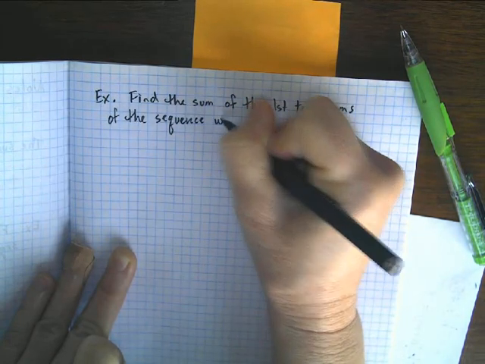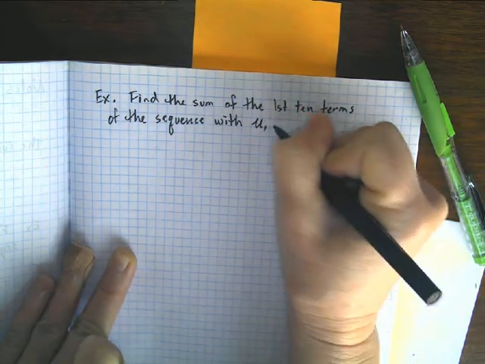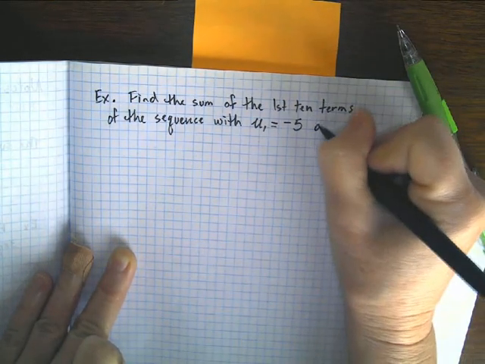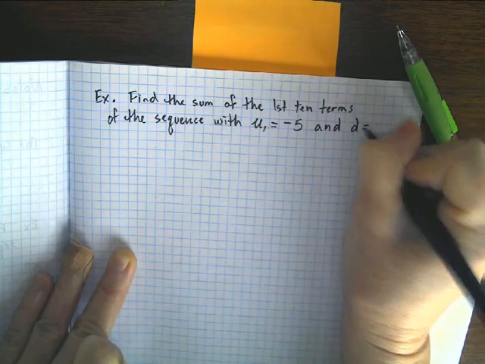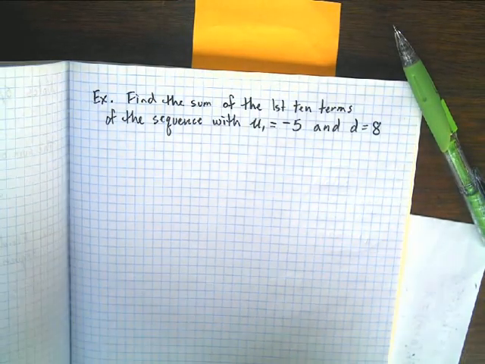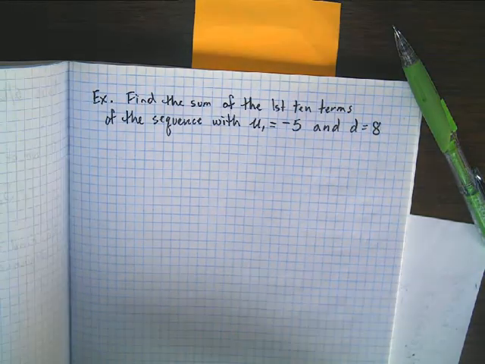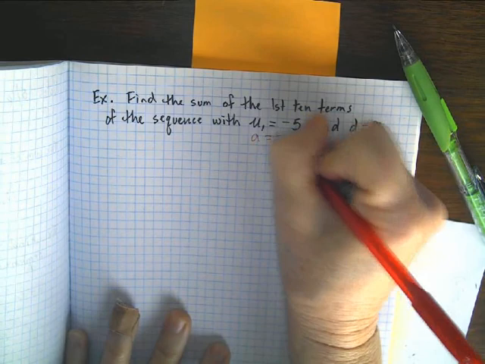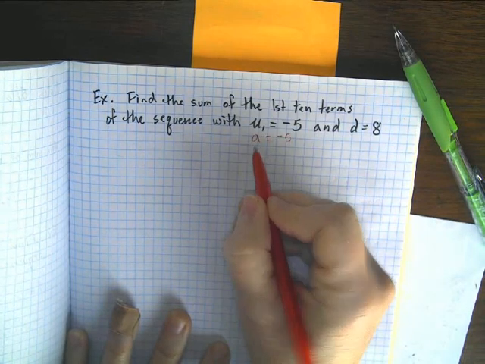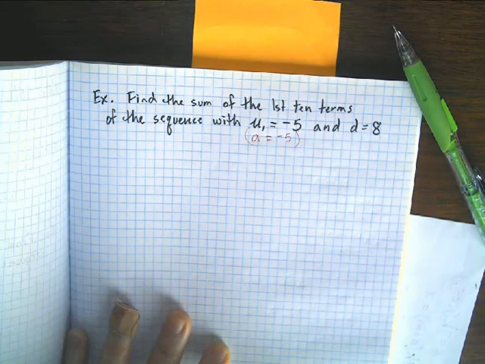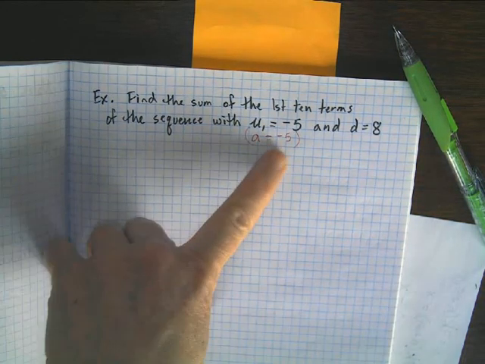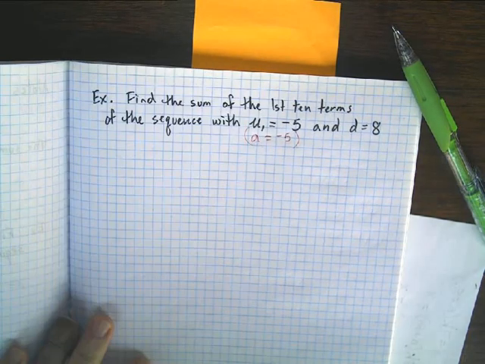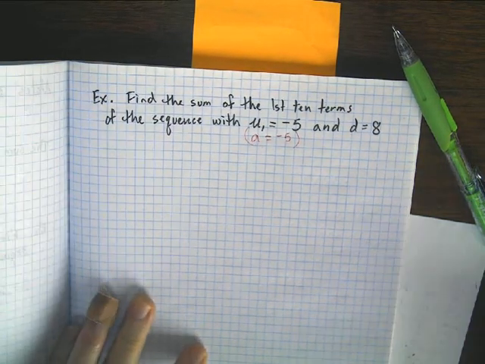with u sub 1 equal to -5, and yes, we can have negatives, and d equal to 8. Okay, so if this was a math space problem, u sub 1 would be A. So math space would say A equals -5, and you are going to have a problem like this in math space. And remember, in math space, A is u sub 1. Okay, so let's go ahead and see if we can figure this out.